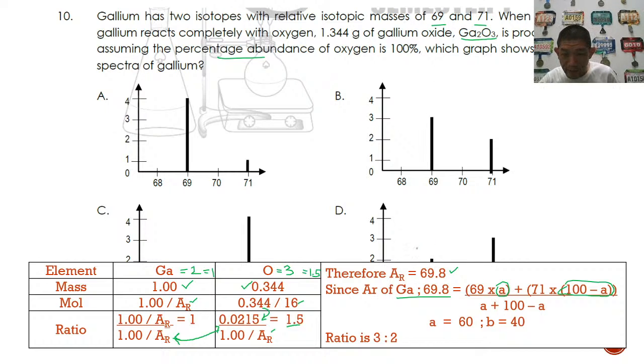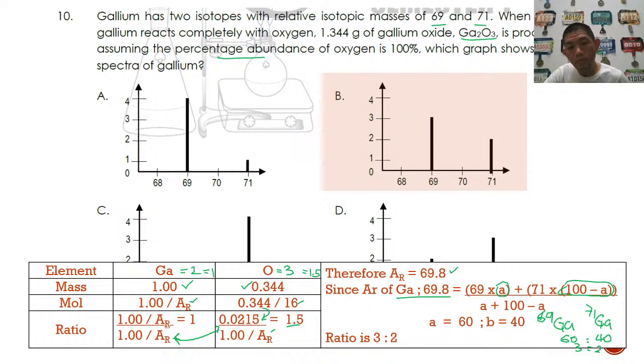As a result, after the calculation, A equals 60. In other words, you have two possible isotopes. The ratio of gallium-69 to gallium-71 is 60 to 40, which eventually equals 3 to 2. So based on the calculations here, the best answer will be B. That is how you solve question number 10.